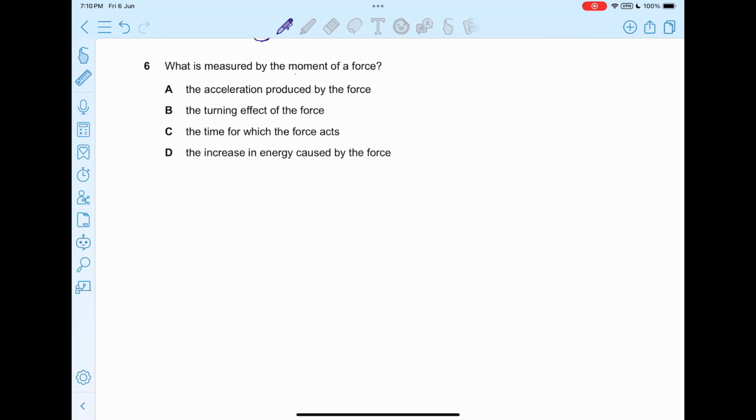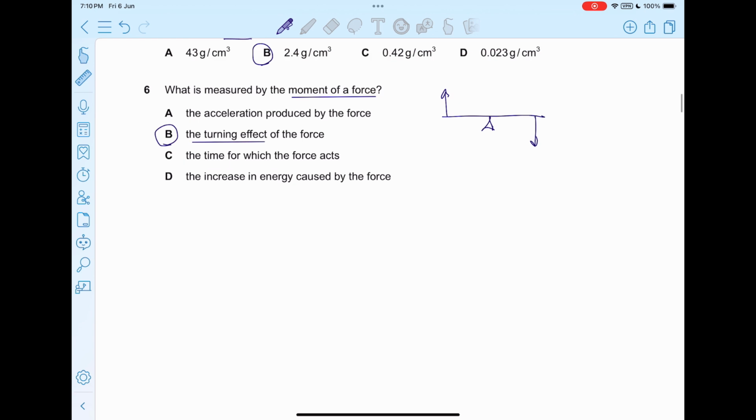Six. What is measured by the moment of a force? The moment is the same as the turning effect, or the torque. So B is the correct answer, since it is stating the turning effect of the force.